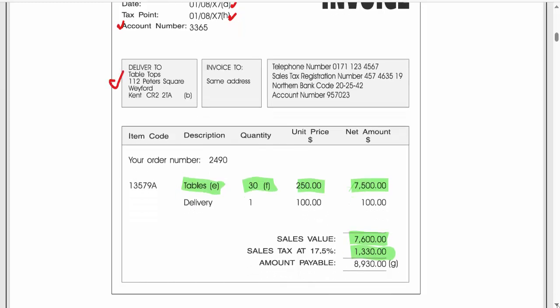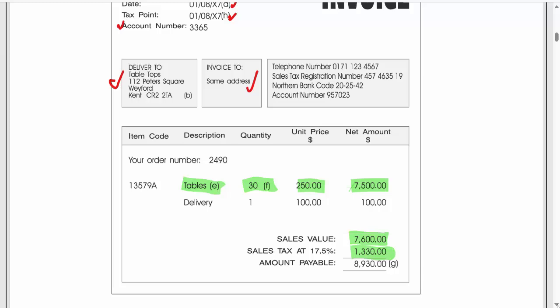2. Buyer and delivery information. Invoice to. The buyer's details are labeled as Tabletops, located at 2 Peters Square, Wayford, Kent, CR2 2IA. This section identifies who is responsible for paying the invoice. Deliver to. Interestingly, this section also states same address, meaning that the delivery address for the goods is the same as the buyer's address. Sometimes businesses may have a different delivery address, but here, both are the same.